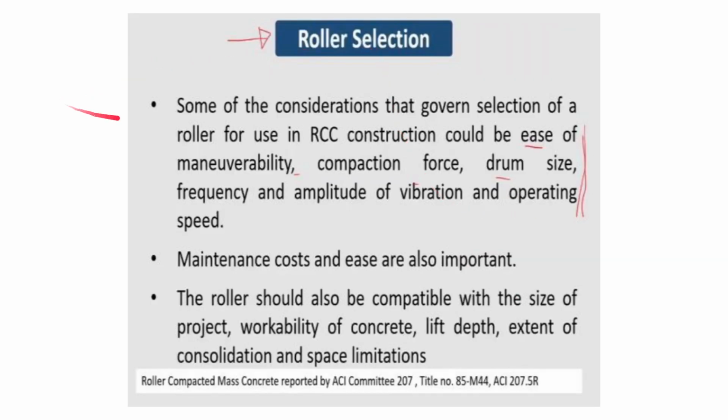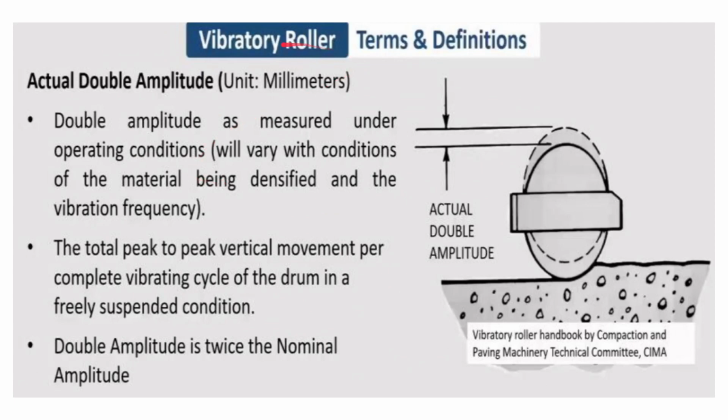Okay, so roller selection. Some of the considerations that govern selection of a roller for use in RCC construction could be ease of maneuverability, compaction force, drum size, frequency and amplitude of vibration, operating speed, etc. Maintenance costs and ease are also important. The roller should be compatible with the size of project, workability of concrete, lift depth, extent of consolidation, space limitations, etc. as per ACI. Okay, and various parameters are coined. Okay, for example, the actual double amplitude. So this is measured under operating conditions, which will vary with conditions of material being densified and vibration frequency.